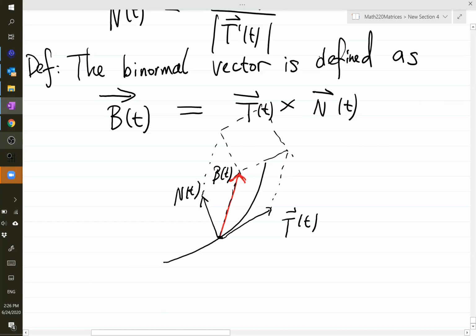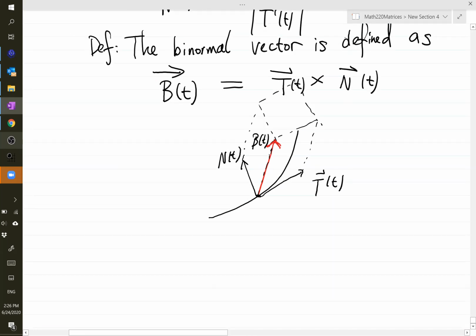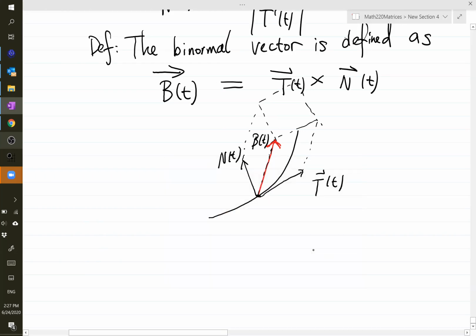Now here we have a frame: the tangent vector, normal vector, and binormal vector. This is a frame. As the parameter t varies, we get a frame moving along the curve. Now if we use the arc length parameter s, then this moving frame is determined uniquely for this curve. Actually, we know this frame totally determines the curve.